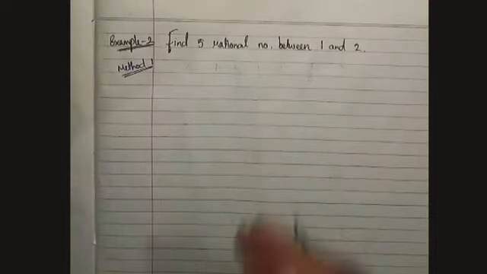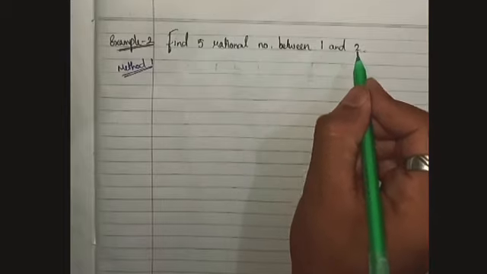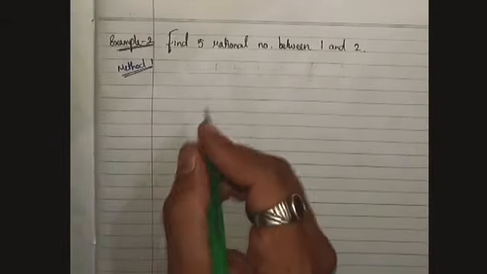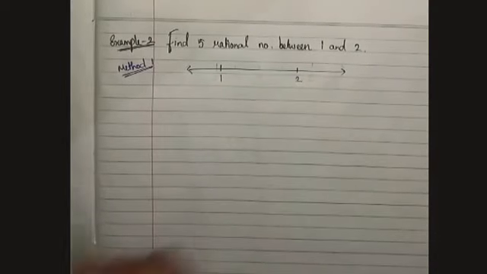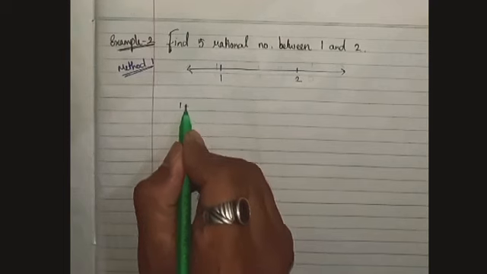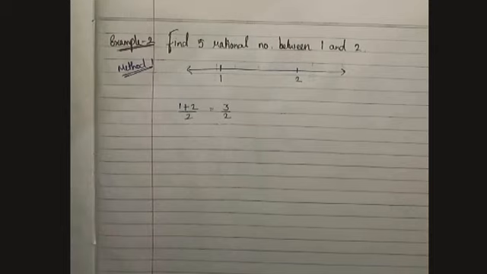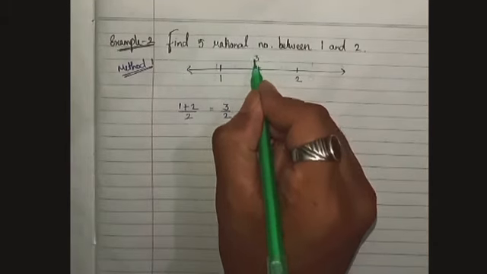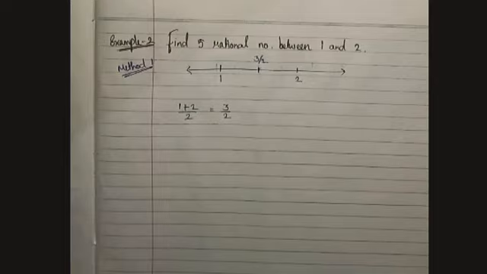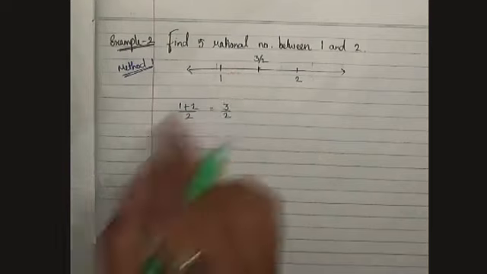So to find a rational number between 1 and 2, we will keep adding these two numbers and dividing by 2. So I will mention here on the number line 1 and 2. First, 1 plus 2 divided by 2, you will get 3 by 2. Clear? So this is one rational number between 1 and 2. It is exactly between 1 and 2, so it lies here, 3 by 2. So for our next rational number we have to find, we will select these two numbers and whatever answer comes, it will lie exactly between these two numbers.